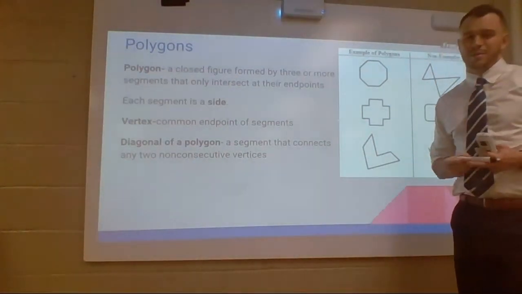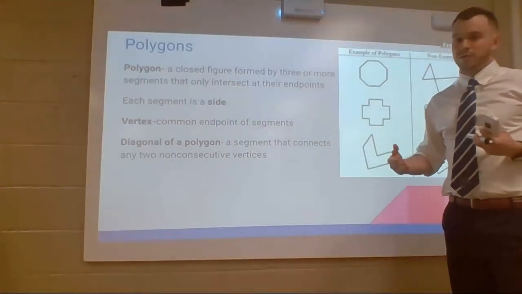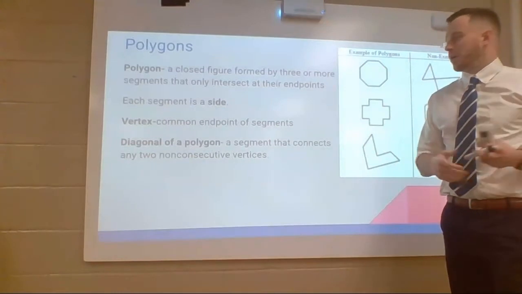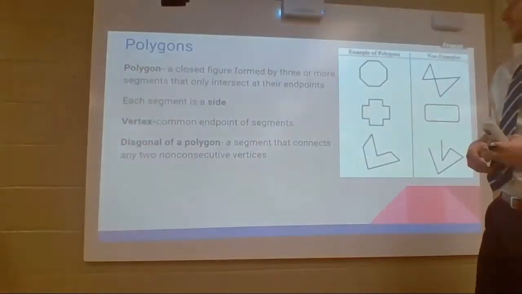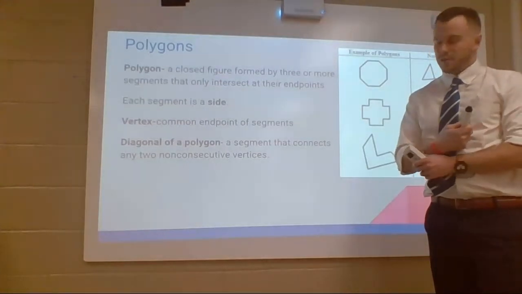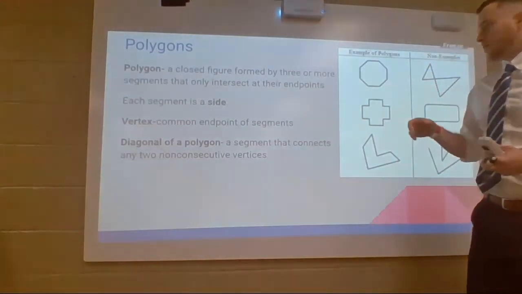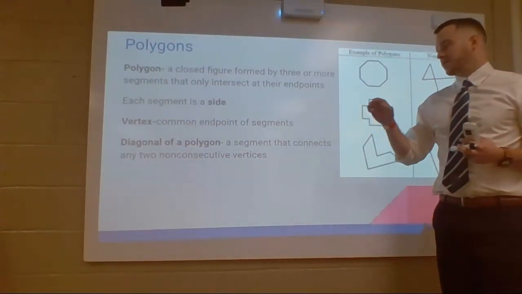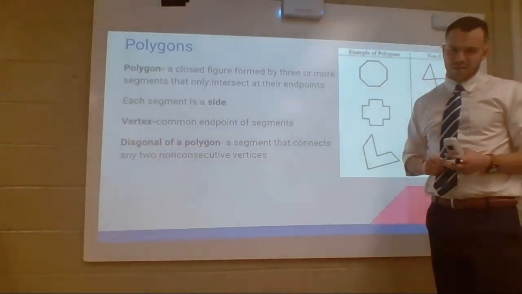We call each segment a side, as we've talked about when we've discussed triangles. You know, triangles have three sides, three segments that come together. A vertex is where the segments meet. It's the common endpoint of the segments, or of the sides. The diagonal of a polygon is a segment that connects any two non-consecutive vertices.